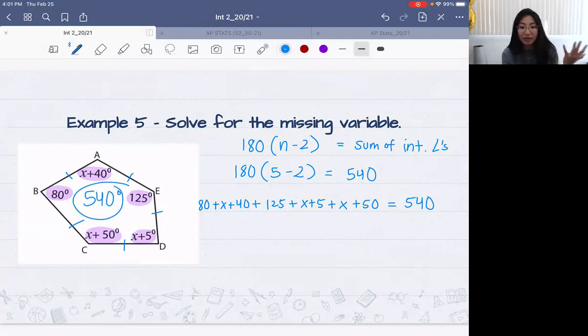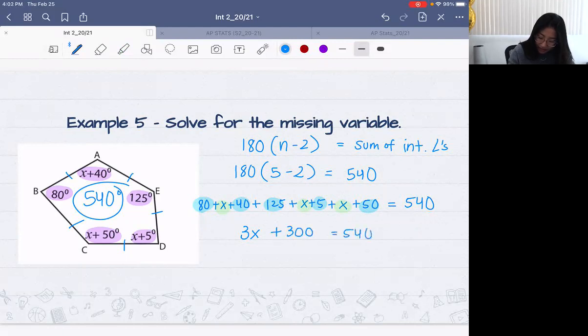Okay, so from here, combine like terms. I'll highlight all the terms so that I don't get confused. And then I have to do some calculations in my calculator in a bit. But all my x's, I have 3 x's. And then all my other values, 80 plus 40 plus 125 plus 5 plus 50. And I get plus 300 equals 540.